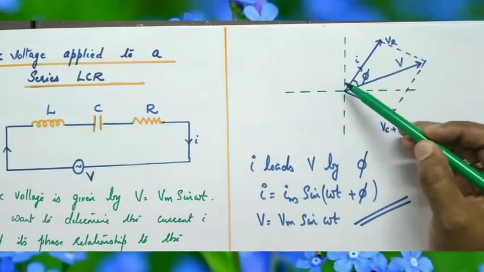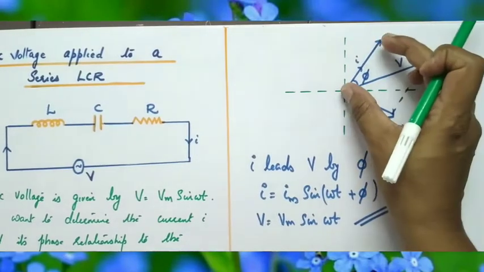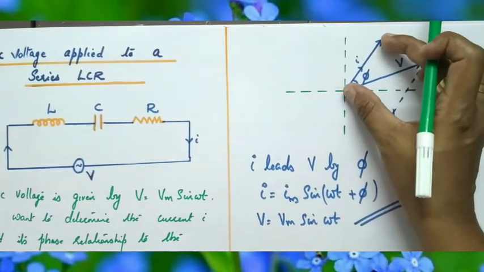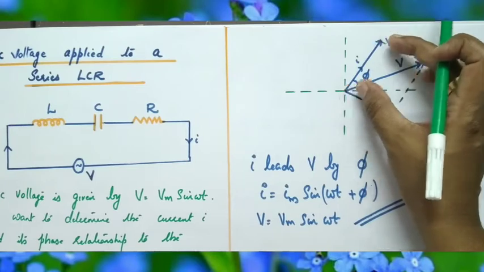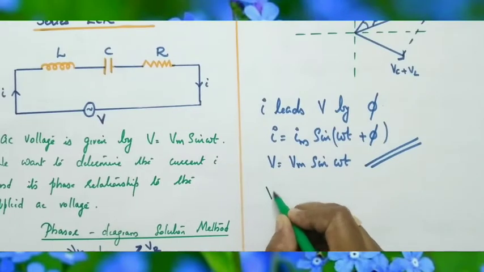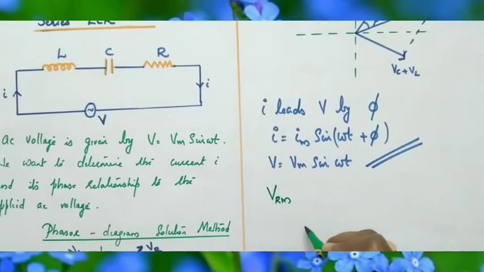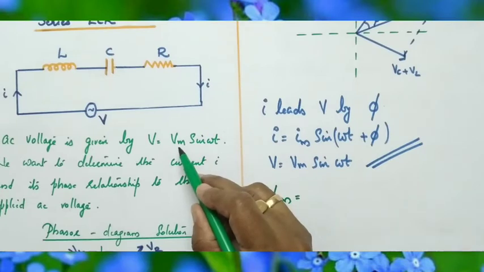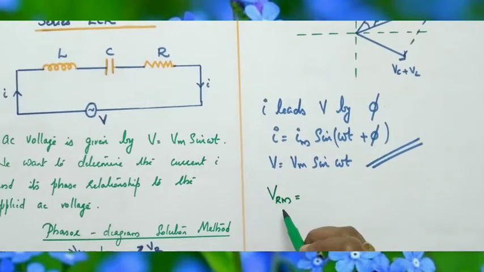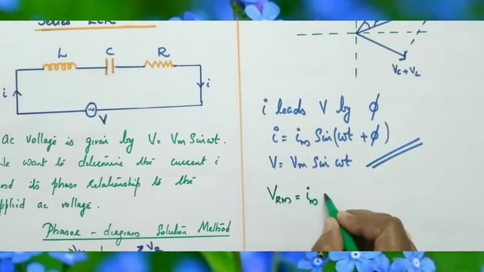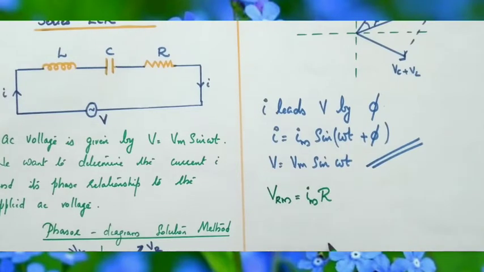Now we know that the magnitude of a phasor or a vector is given by its peak value. Here the magnitude of VR, the voltage across the resistor, is given by its peak value, which is VRm. Clear? So VRm is the peak value of voltage across the resistor, and voltage is current into resistance, and here the resistance is R.